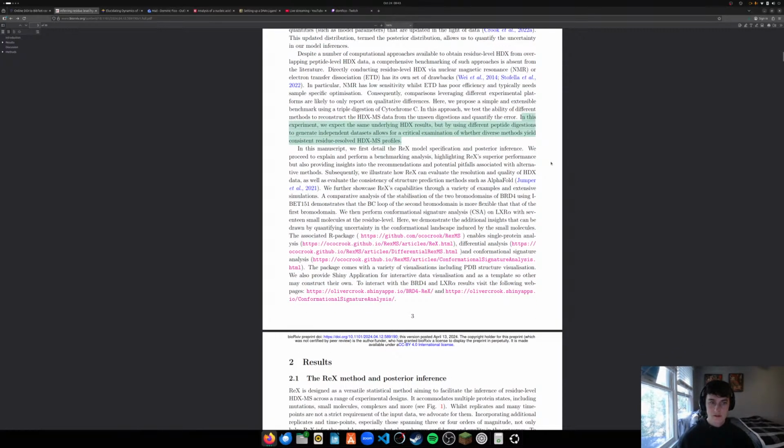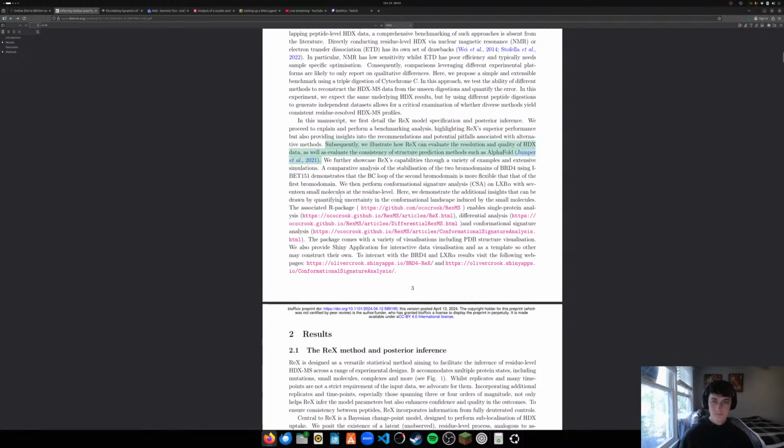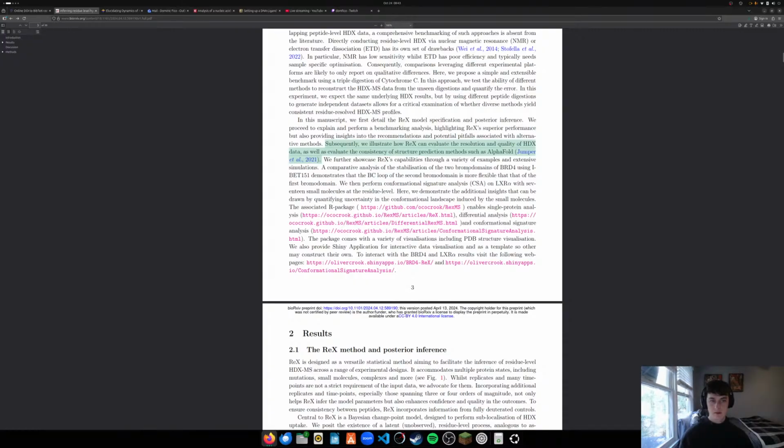We first detail, we proceed to explain and perform benchmarking analysis. Subsequently, we illustrate how we use it to evaluate resolution quality, as well as value consistency and structure prediction methods, such as AlphaFold. They got to throw an AlphaFold in there. The consistency is okay. Further showcase REX's capabilities through a variety of examples and extensive simulations.